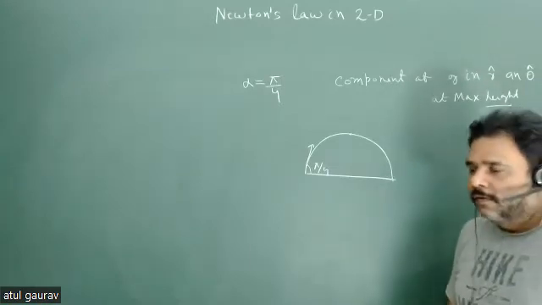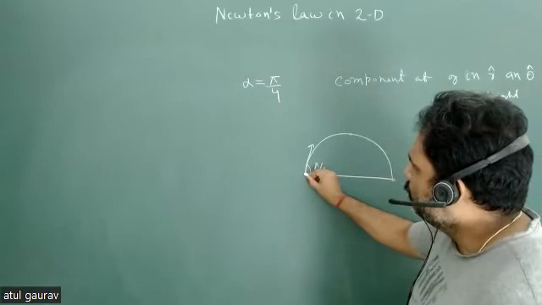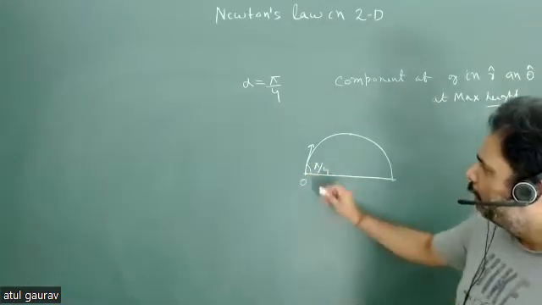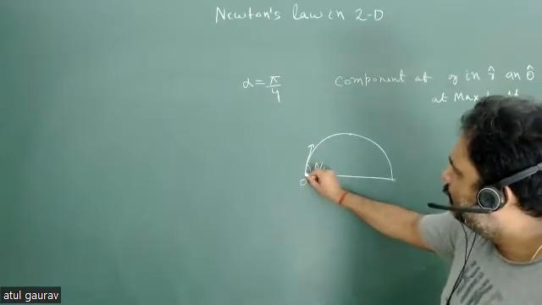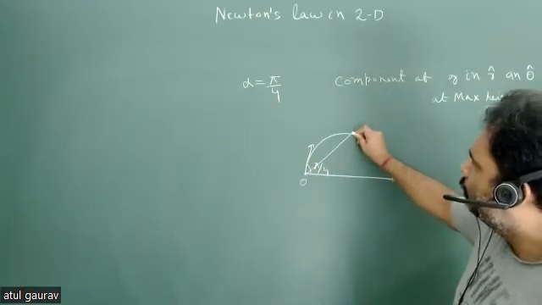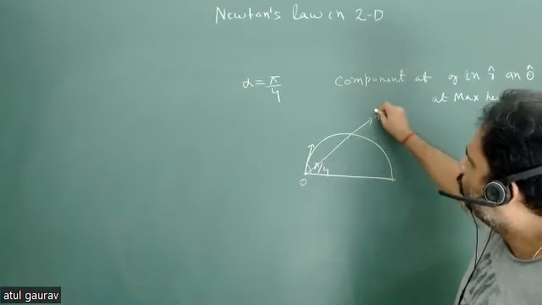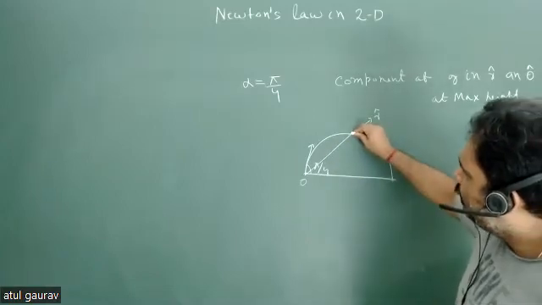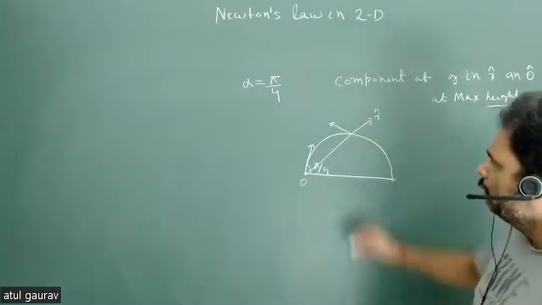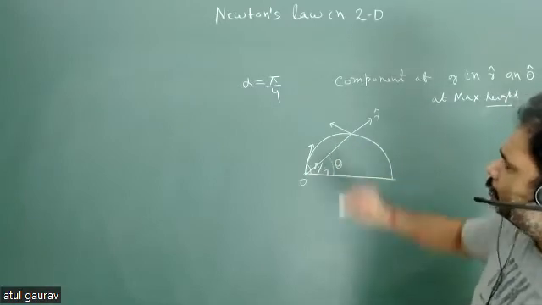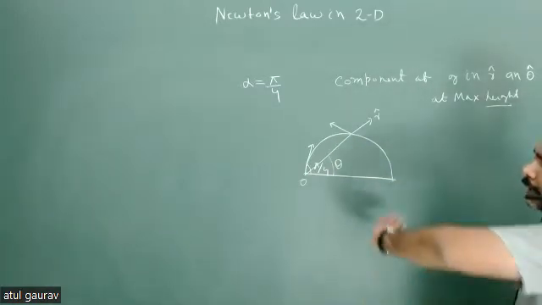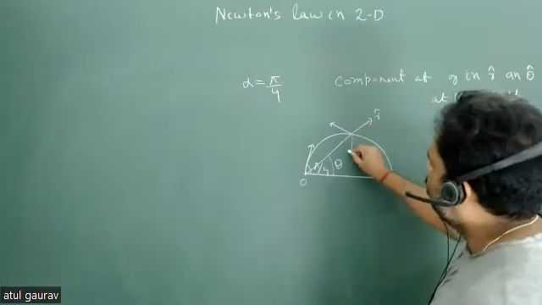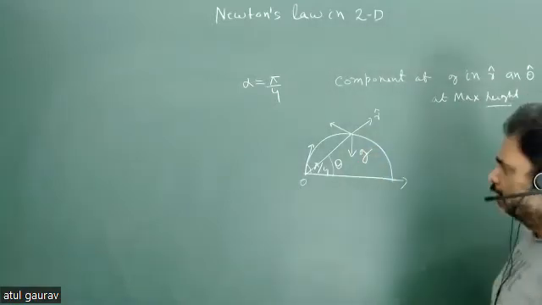Now I can choose this as the origin, can't I? And I can say this is my r vector. So this is my radial part, and this is my tangential part. And this angle is theta, the polar angle theta, because it is what it makes with the x-axis. And this is my g, the direction of gravity g.